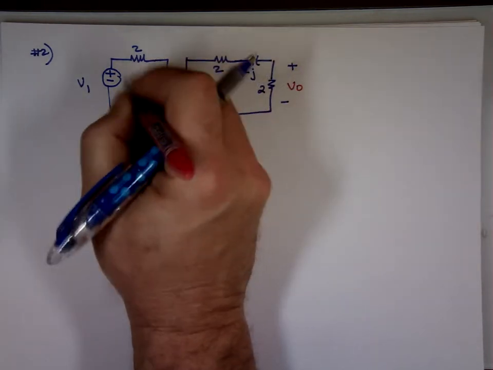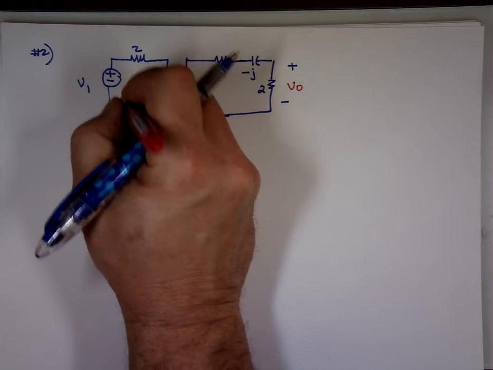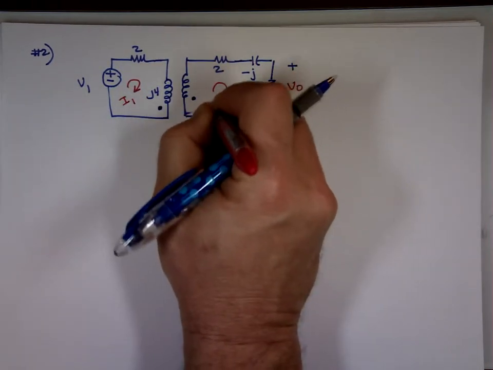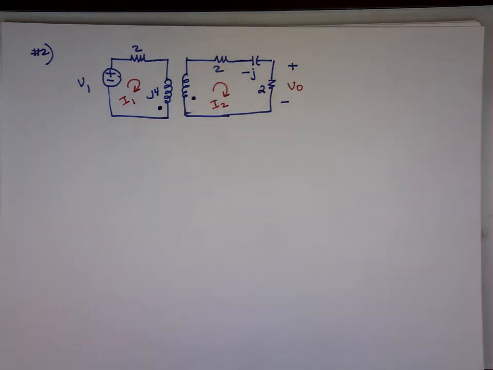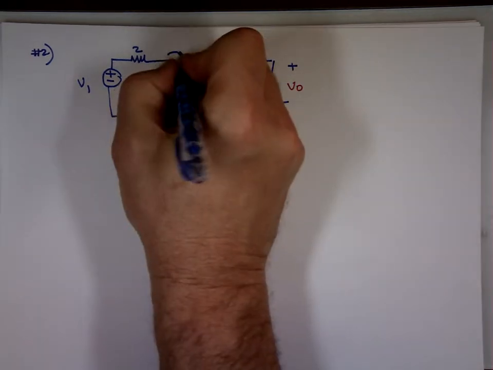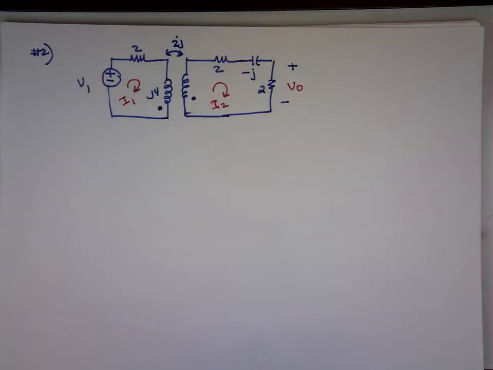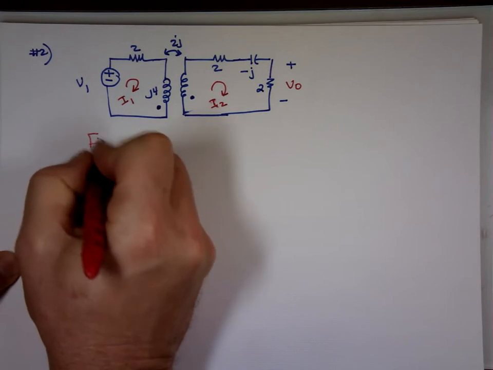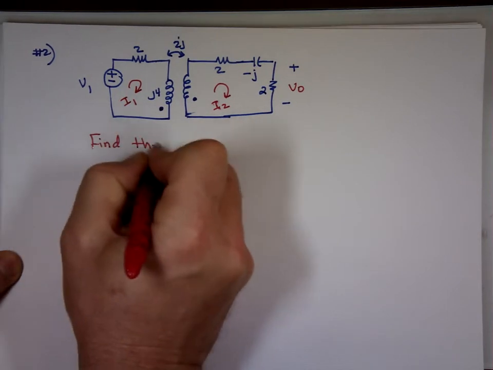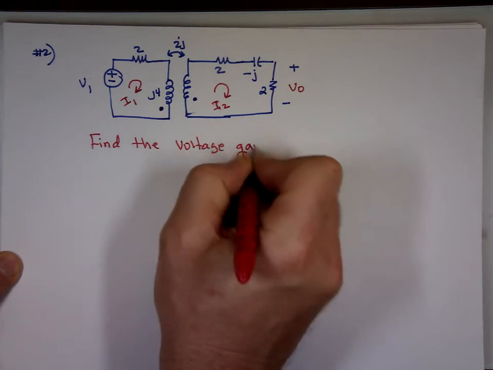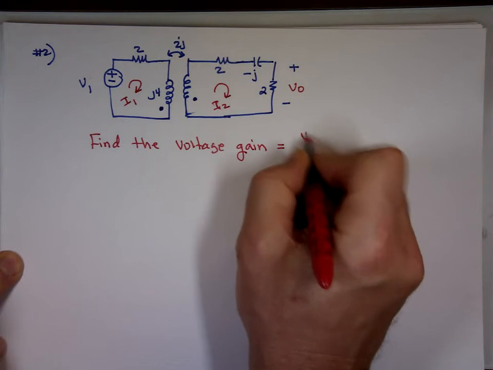V1 I don't have. I have a current this way, I sub 1 in the problem, and I current this way, which is I sub 2. I also know the mutual inductance between them on the top, which is 2J. And the question for this: find the ratio. It's called the voltage gain, which is equal to the ratio of V out to V1.